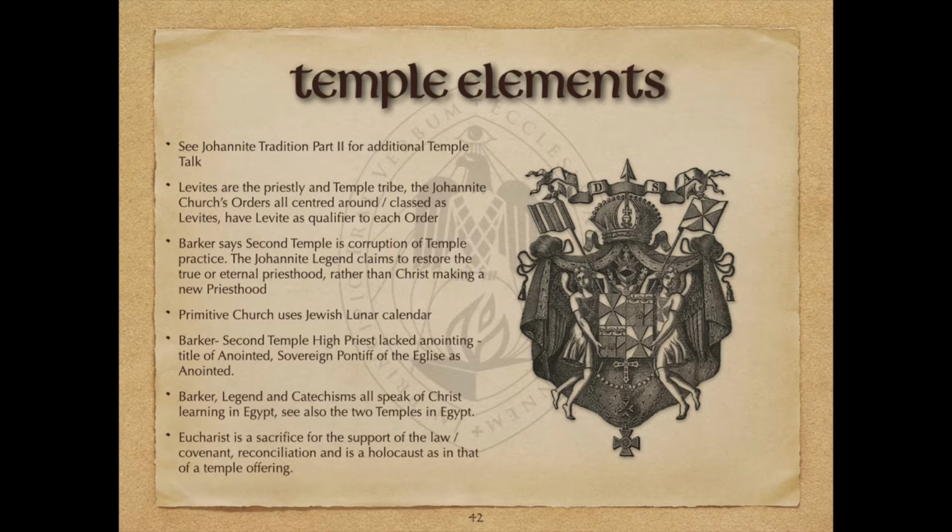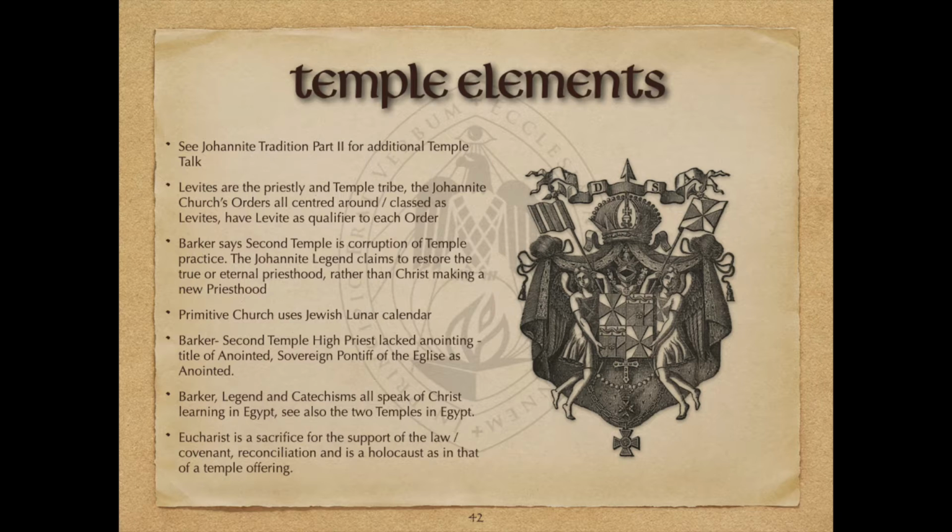In the primitive church, there's an emphasis not only on the temple priesthood and temple ideas, but the sovereign pontiff himself. The sovereign pontiff of the Eglise, of the church, is referred to specifically in their title, in their honorific, as being anointed. Another thing that you find present throughout the legend, throughout the catechisms, and of course in the ideas of Margaret Barker, is that all of them speak of Christ essentially having some kind of learning or connection to Egypt. And in history, this idea of the temple or temple practice being connected to Egypt is not entirely far-fetched, because there were two Jewish temples operating in Jewish practice of the day present in actual Egypt.